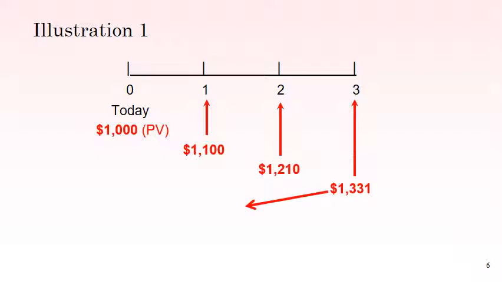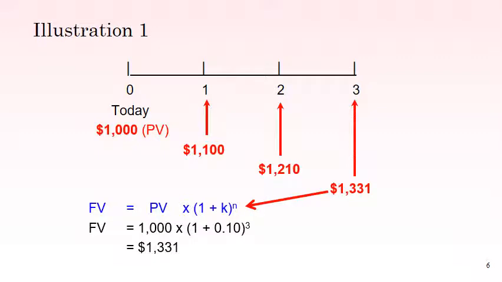The answer in illustration 1 can be rewritten as a formula. This is the formula: FV equals PV times (1 plus K) to the power n. So in fact, you substitute the figures, and you can find the same answer here.